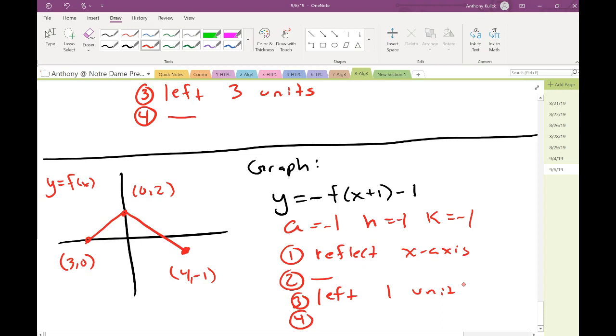Similarly, 4 looks at the k. Since our k is non-zero, it's going to do something. Since the k is negative, it's going to go down. And since it's -1, it'll be down 1 unit.